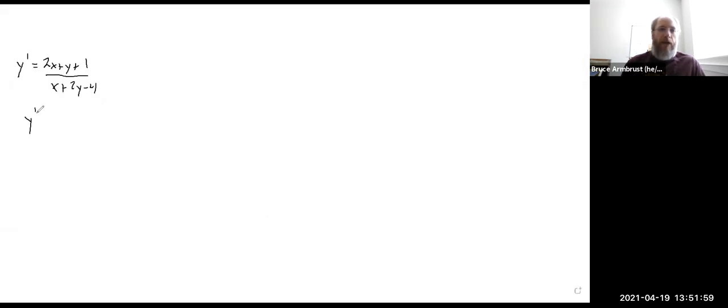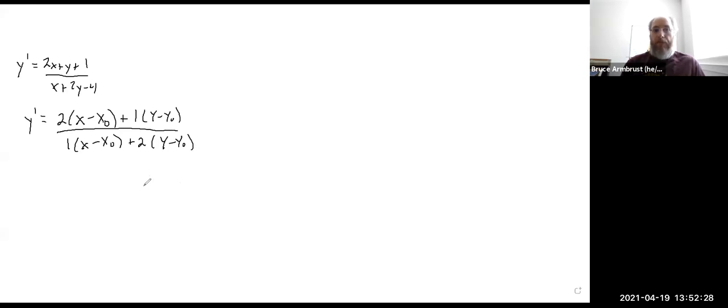So we want to turn this into y prime equals (2 times (x minus x naught) plus 1 times (y minus y naught)) over (1 times (x minus x naught) plus 2 times (y minus y naught)). Right, so that's what they were saying. If AD minus BC does not equal 0, we can do it this way if we choose our x naught and y naught the right way.